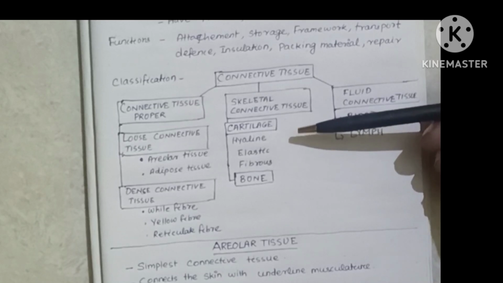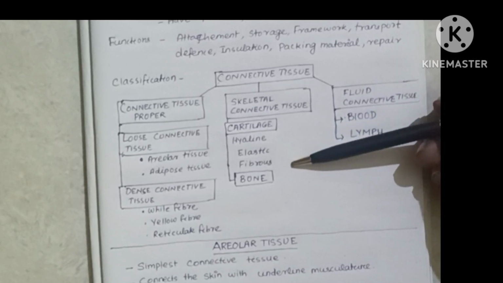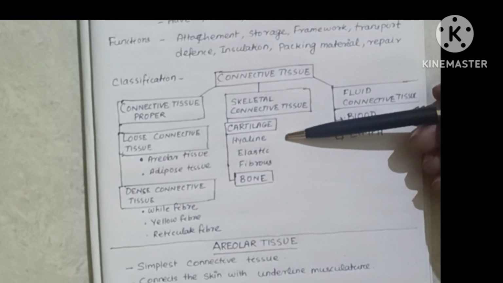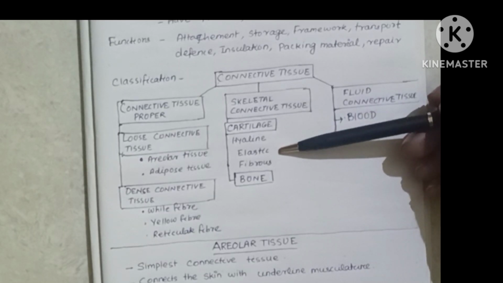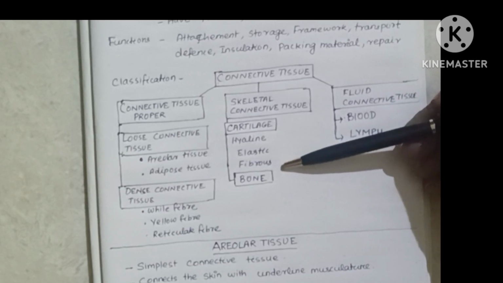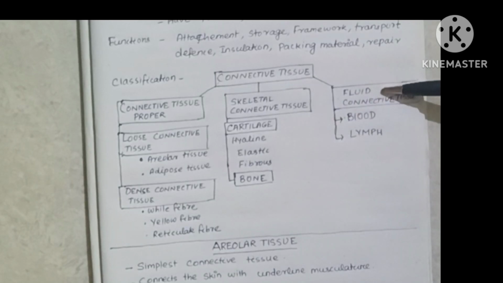Cartilage has three types: hyaline cartilage, elastic cartilage, and fibrous cartilage. In hyaline cartilage, fibers are absent. In elastic cartilage, elastic fiber is present, which is flexible, and fibrous cartilage is made up of collagen fiber, so it is very rigid. Then fluid connective tissue includes blood and lymph. This is all about the classification of connective tissue.